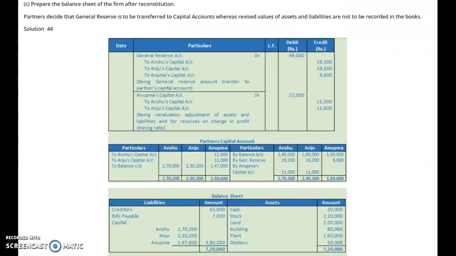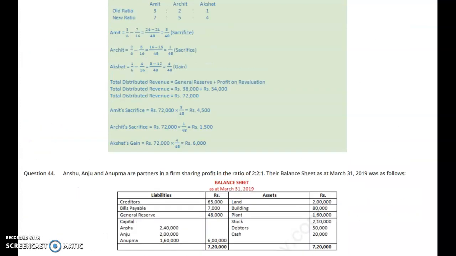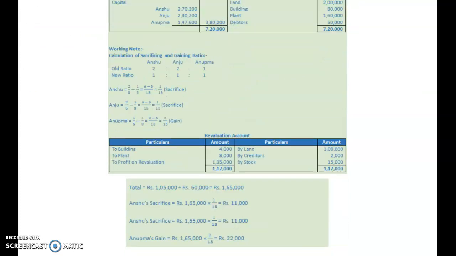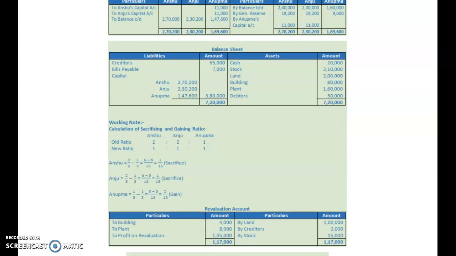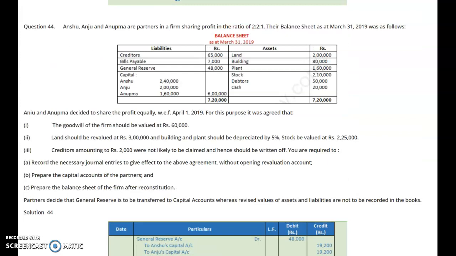Creditors 65,000 as given. Bills payable 7,000 as given. For the general reserve, as it is to be distributed, note down that it will not be shown because it is already credited to the partners' capital accounts. So we will not show the general reserve here. And the revised capital balances are shown for Anshu, Anju and Anupma. When you total this balance sheet, you will find that the total agrees with the same amount as the original balance sheet without the reconstitution.